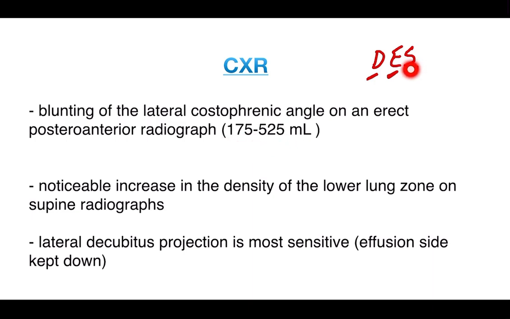Then comes the supine x-ray. Supine x-ray is taken only and only when the patient is unable to stand erect and the patient is very sick, that is ICU kind of patients. So in supine radiographs there is very less sensitivity. However, you can see there is a notable increase in density of the lower lung zone because of the underlying pleural effusion.